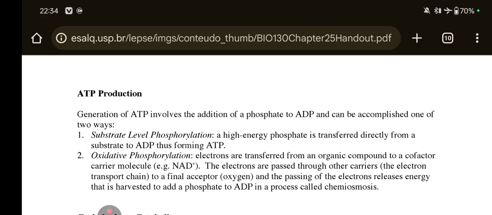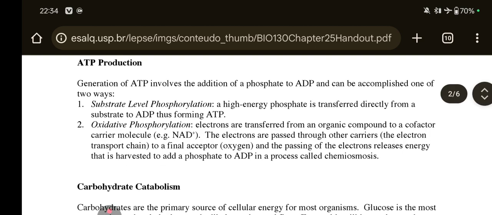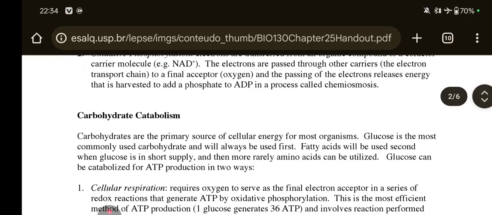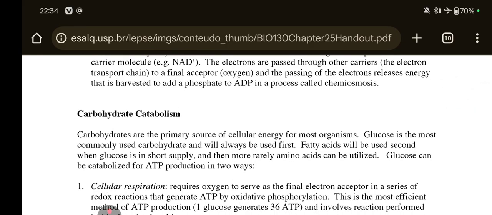2. Oxidative phosphorylation. Electrons are transferred from an organic compound to a cofactor carrier molecule. The electrons are passed through other carriers to a final acceptor, and the passing of the electrons releases energy that is harvested to add a phosphate to ADP in a process called chemiosmosis.